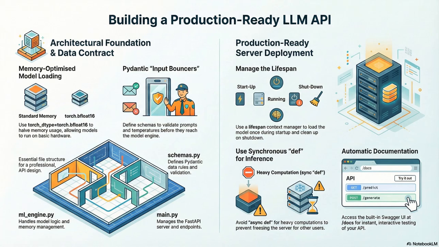bfloat16 keeps the full range of a 32-bit number, but it chops off a lot of the precision. And it turns out, for neural networks, the range is way more important than having perfect decimal accuracy. So you get almost the same power, but for half the memory cost. It's pretty much a free lunch in deep learning. It lets you fit a much bigger model onto your hardware without it just falling over.